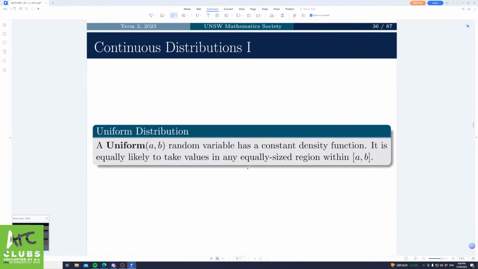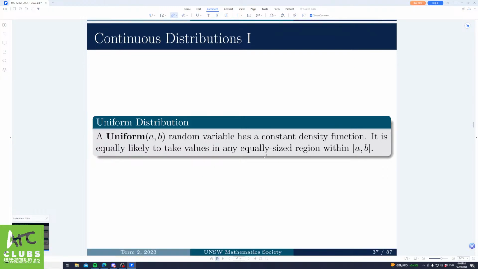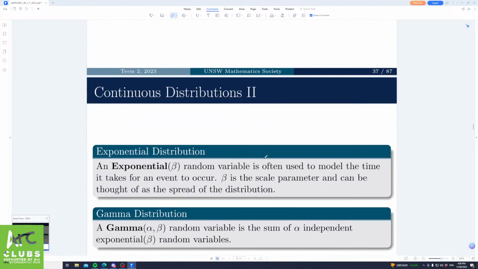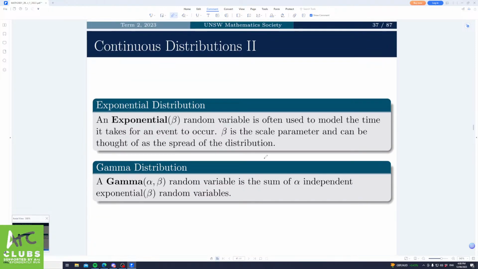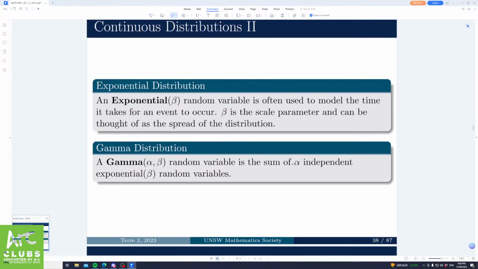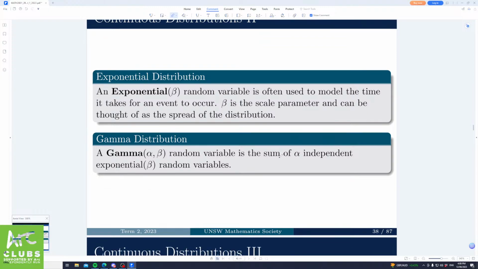And continuous distributions, so uniform, very straightforward. Basically, your random variable can lie anywhere between a and b inclusive, and it has equal probability, I guess, of taking any one of those values. Exponential, so this one's often used to model the time it takes for an event to occur. So usually associated with waiting times, I guess.